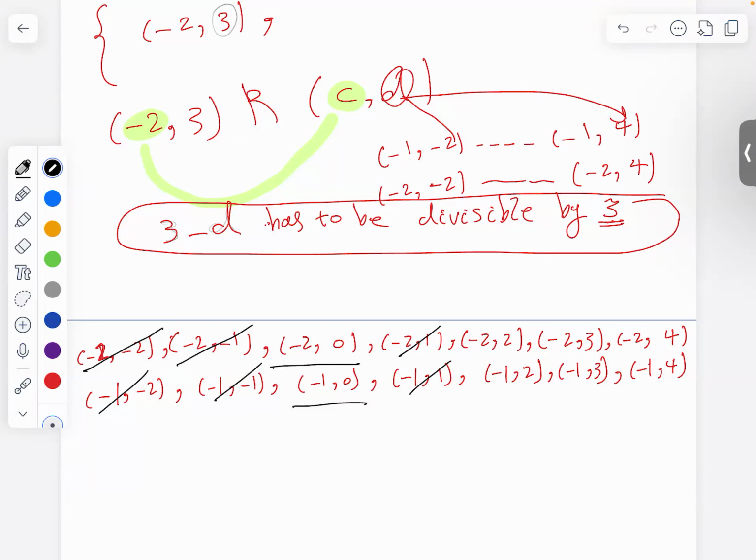This cannot be correct because 3 minus d should be divisible by 3. 3 minus 1 is 2. 2 is not divisible. So as here, 3 minus 2, 1, not. What about this one? 3 minus 3 is 0. 0 is divisible by 3, yes. So we will consider this one, this one. 3 minus 4, no. So this one as well.